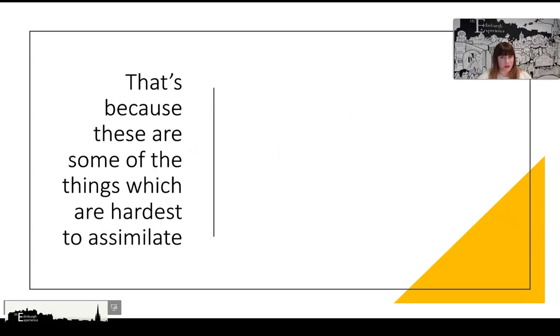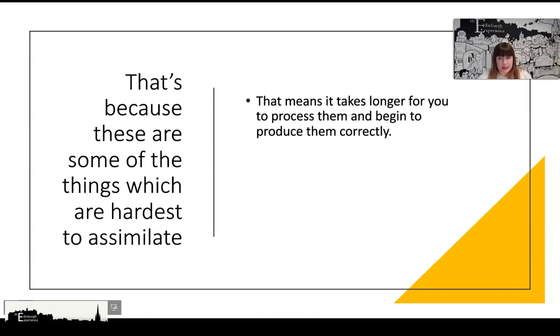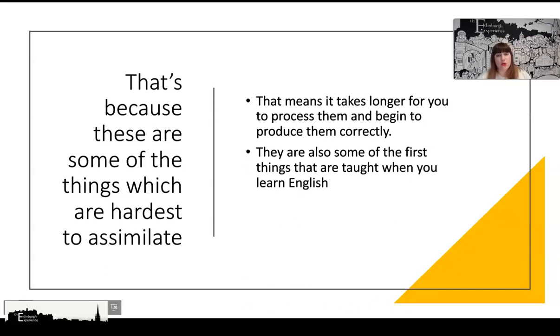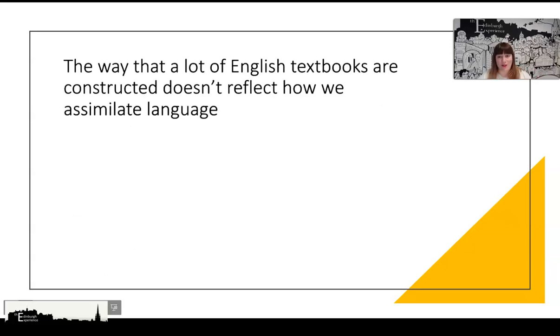One of the reasons for that, guys, is that this grammar is just one of the hardest to assimilate. What that means is that it takes longer for you to be able to process these structures and to produce them correctly. They're also some of the first structures that are taught when you learn English. Like I said before, if you get a beginner course book in English, this is more or less going to be what you study in the book. And this is where the confusion begins about making basic grammar errors.